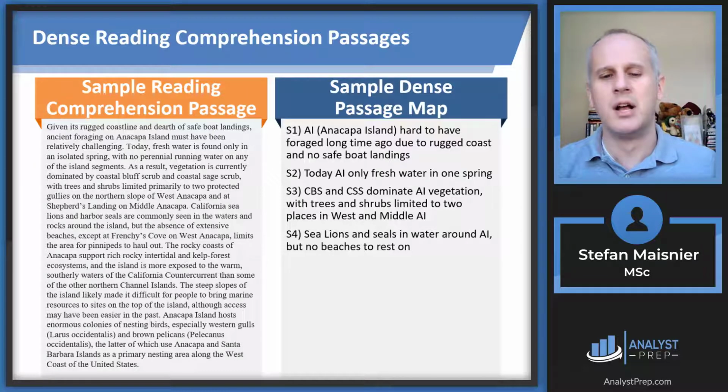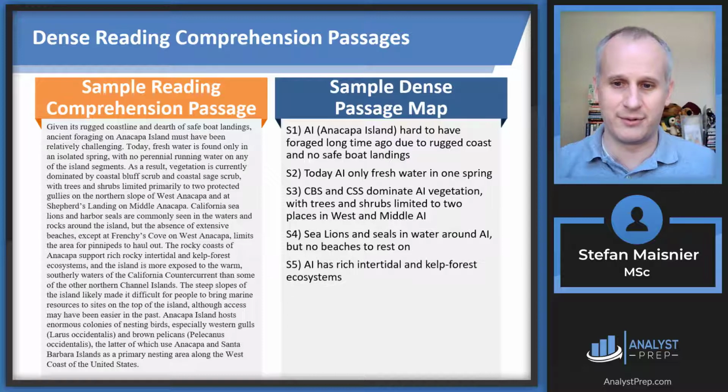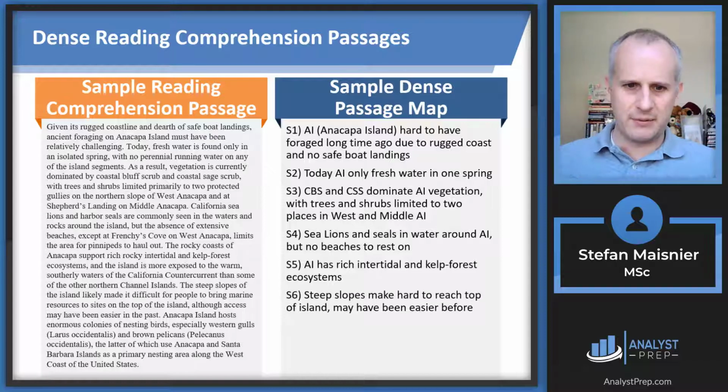Simplify it for yourself. The rocky coasts of Anacapa support rich rocky intertidal and kelp forest ecosystems, and the island is more exposed to the warm southerly waters of the California countercurrent than some of the other northern channel islands. So again, going to simplify that: AI has rich intertidal and kelp forest ecosystems. The stuff about the waters you can choose to include or not, but I probably will know where that is as well. And remember that we said that as you get further into the passage, you generally can go a little bit shorter. Then we've got the next sentence.